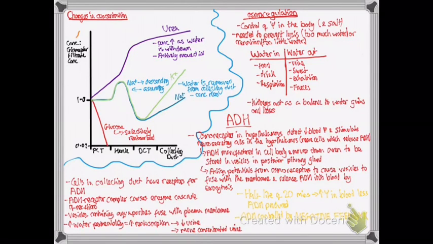ADH therefore is controlled by negative feedback, as negative feedback is looking at reversing the change. Well, not from the optimum in this case, the change in conditions, we just reverse it. So if we've got a low water potential, we want to raise it again. Okay, so that is osmoregulation.